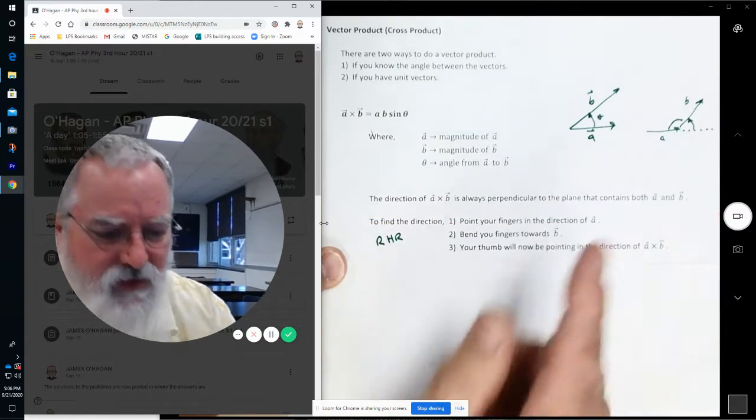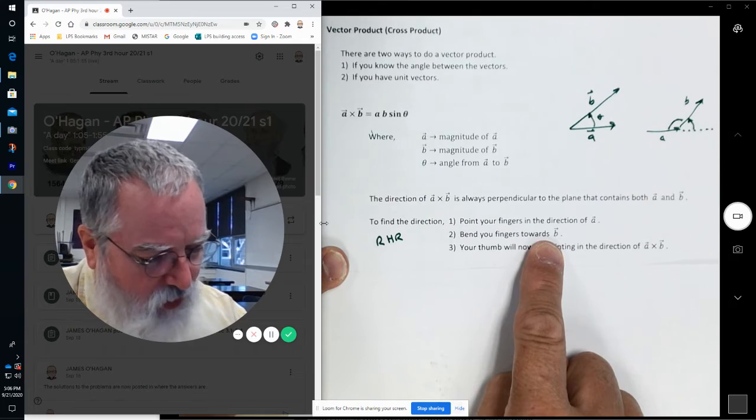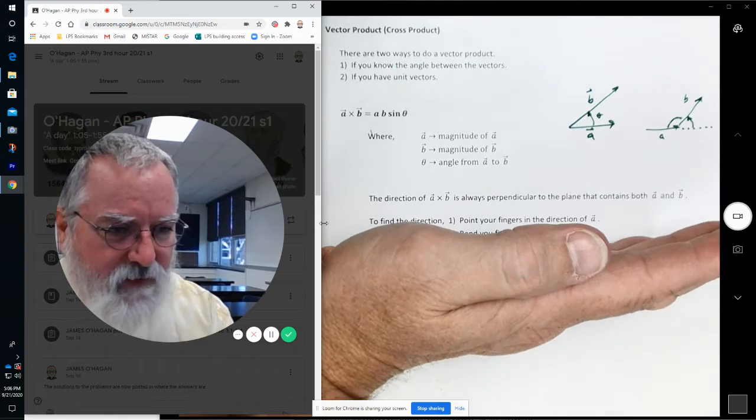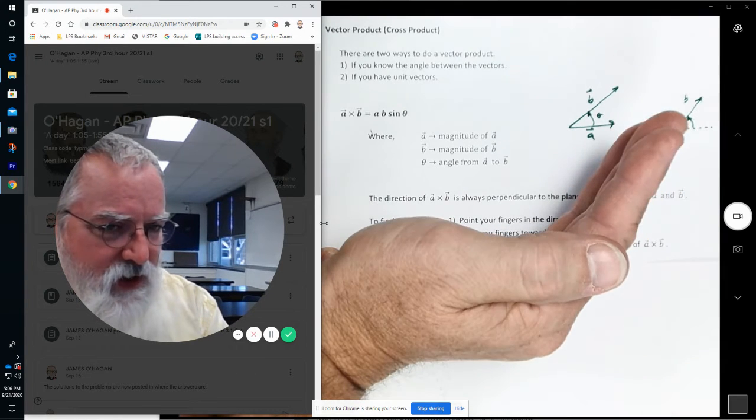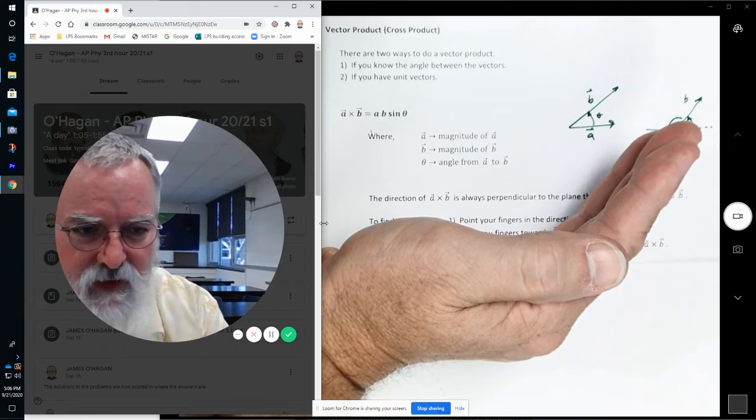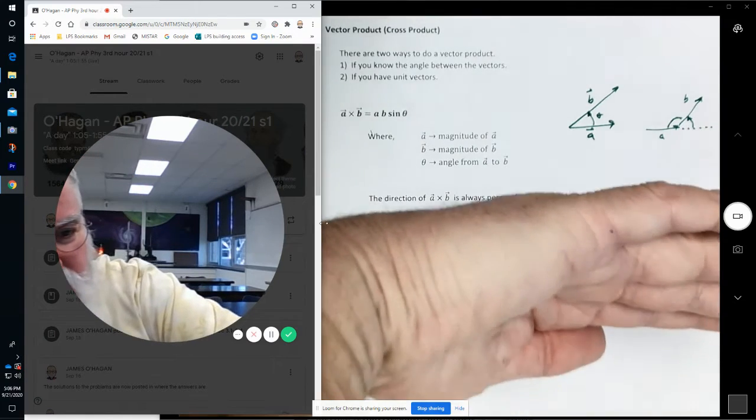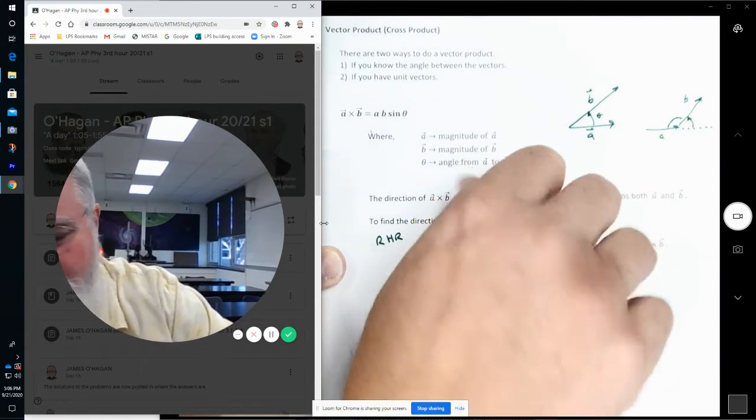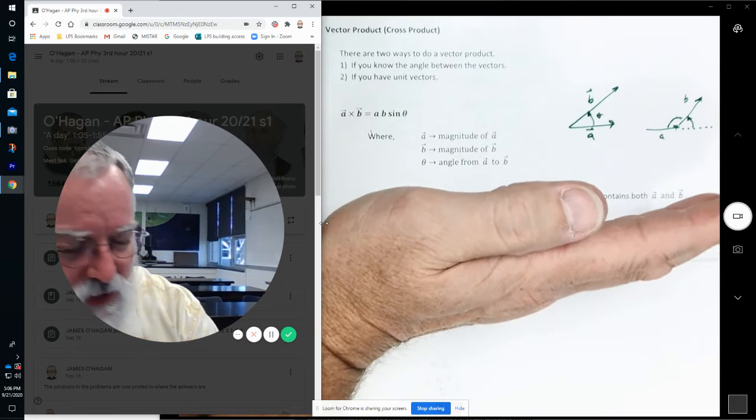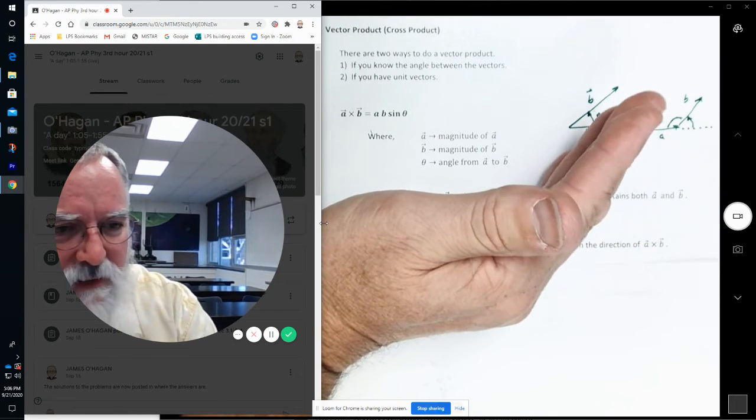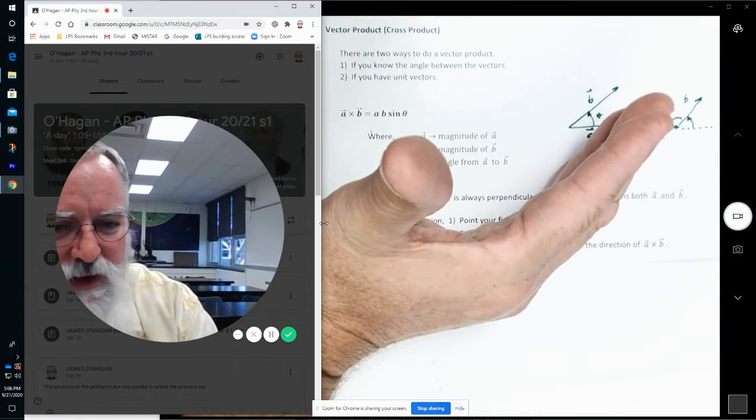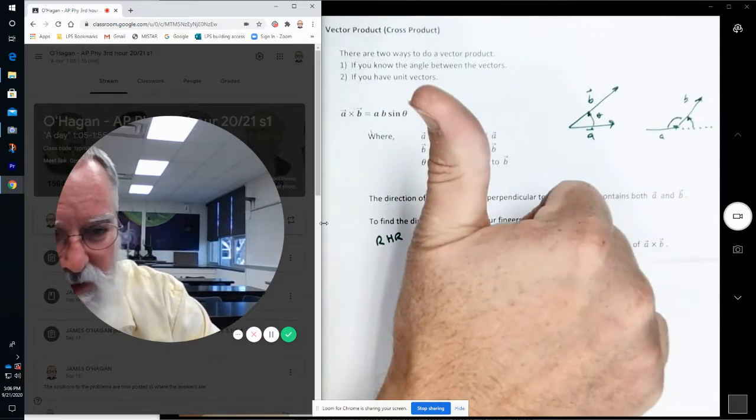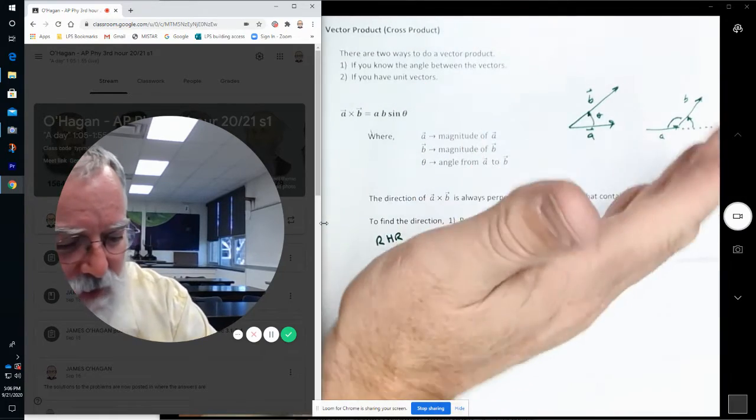Then the second thing is to bend your fingers towards the second vector, what I'm calling the B vector. If I have my hand oriented this way, my fingers naturally bend towards that B vector. If my fingers were this way, it's not natural. Some people can bend their fingers that way, but so what? I want natural bending. Now, which way is your thumb pointing? I'm looking for a hitchhiking thumb, not a karate chop thumb.